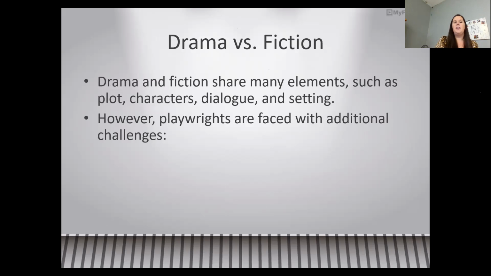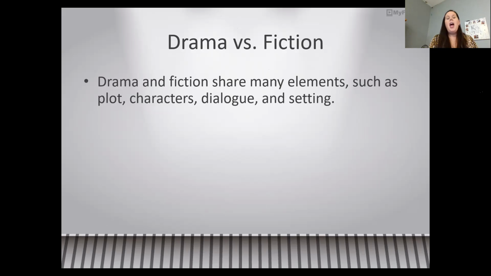Okay, we're almost there. So this week we are starting drama. Last week we did fiction. So why can't we just group those together? Because they're very similar. They're both going to have a plot that you could use a plot diagram to illustrate. They both going to have characters that might have dialogue, characters talking to each other. They're both going to have a setting, but there are some key differences as well.